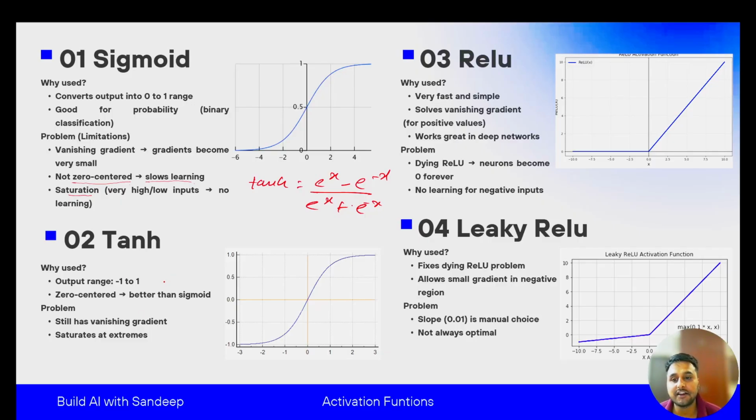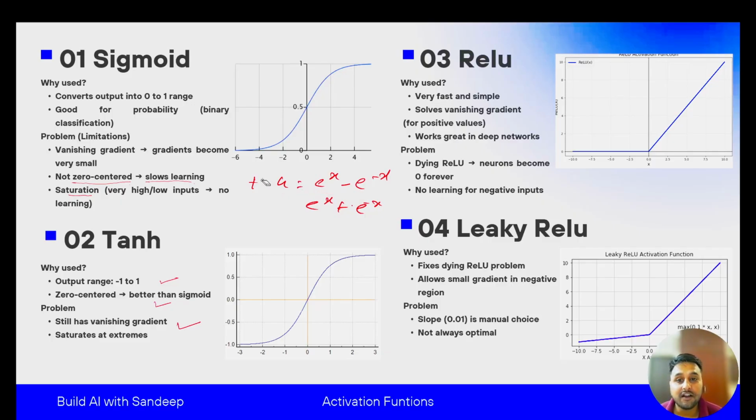So Tanh ranges from -1 to 1. It is better than sigmoid because it is zero centered, and you can see the graph of Tanh, but it still has the vanishing gradient problem, and it also has the same problem of saturating at extremes. Again, for a very high value, it gives us output closer to 1. For a very negative, very low value, it gives us a value closer to -1. It saturates at extremes. So that is the main problem. So there are two limitations in Tanh also.